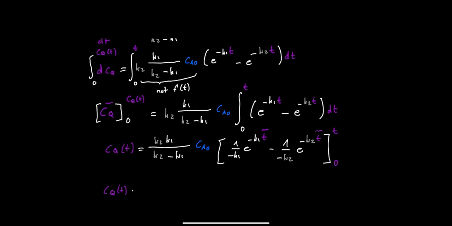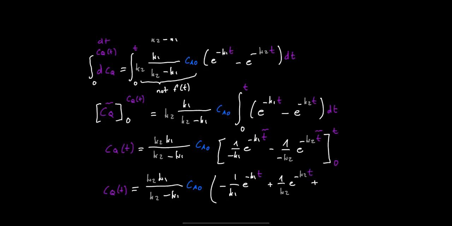So Cq with respect to time will result in K2 times K1 divided by K2 minus K1 times Ca0 times negative 1 divided by K1 times e elevated negative K1 times t plus 1 divided by K2 times e elevated negative K2 times t plus 1 divided by K1 times e elevated 0, which is 1, times minus 1 divided by K2 times e elevated 0, which is also 1.